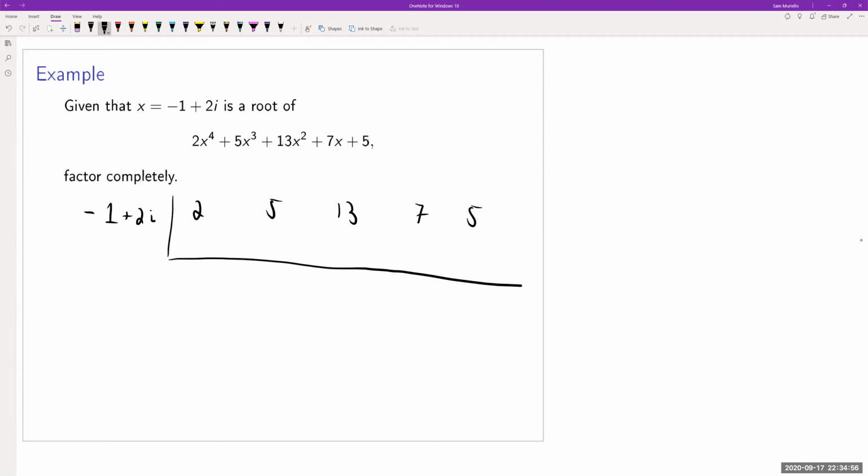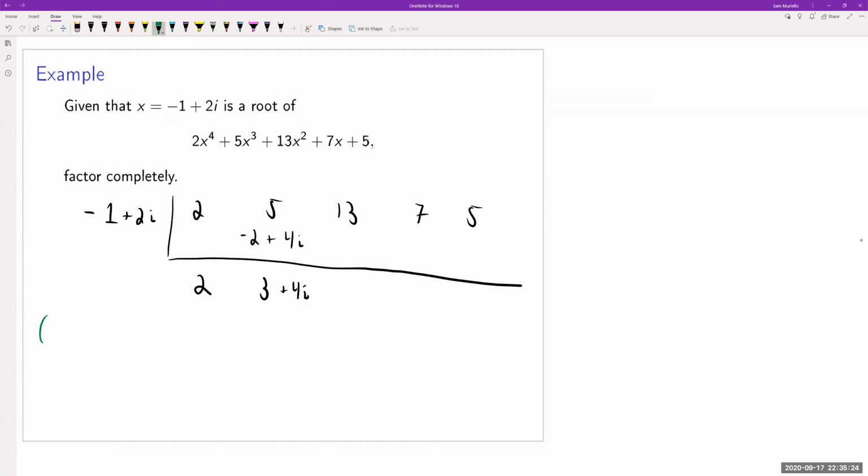So let's bring it down. I'll bring down 2 and then multiply. So that will be negative 2 plus 4i, and adding gives me 3 plus 4i. Now this multiplication starts to become messy. It's going to be a little bit of work in this next step, and that's okay. So this will end up being, let's see, first looking at the real part, let's just do it out on the side here.